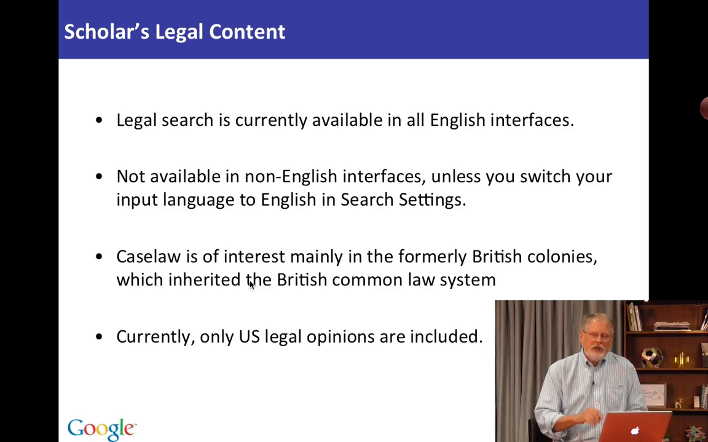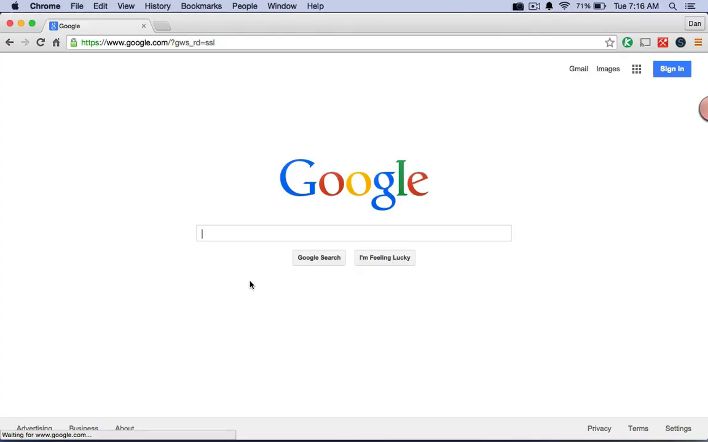Now, Scholar, as I mentioned, has a lot of legal content. Currently, that legal content is available only in English. So if you're in a non-English interface, say you're using German or Spanish or something, and you want to check this literature, you have to switch to English as your input language. Usually, what we've got in Google Scholar in the legal content is case law. Now, it's pretty extensive, and you can filter by different kinds of courts and so on. But so far, we only have US legal opinions.